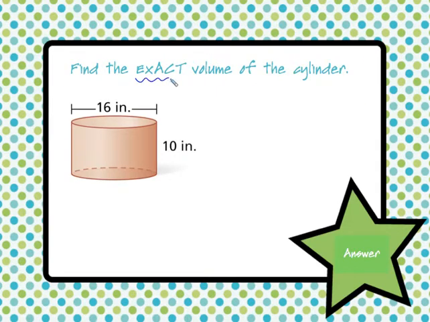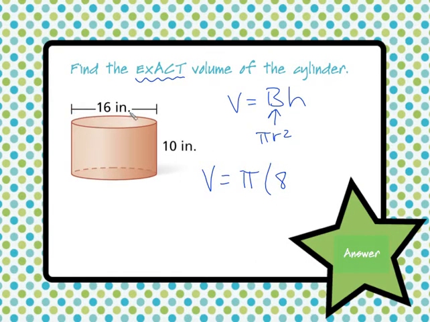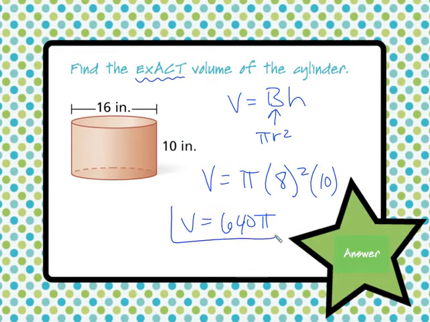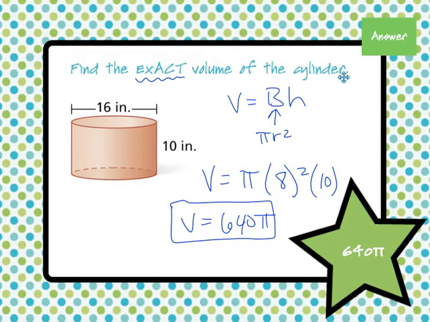Find the exact volume of the cylinder. Exact means you leave pi in your answer. So we have capital BH, but if the base is a circle, you do pi r squared. So volume equals pi, the radius is 8, because this is diameter, 8 squared times the height, which is 10. So 8 squared is 64, 64 times 10 is 640. Pi should be your final answer. 640 pi.